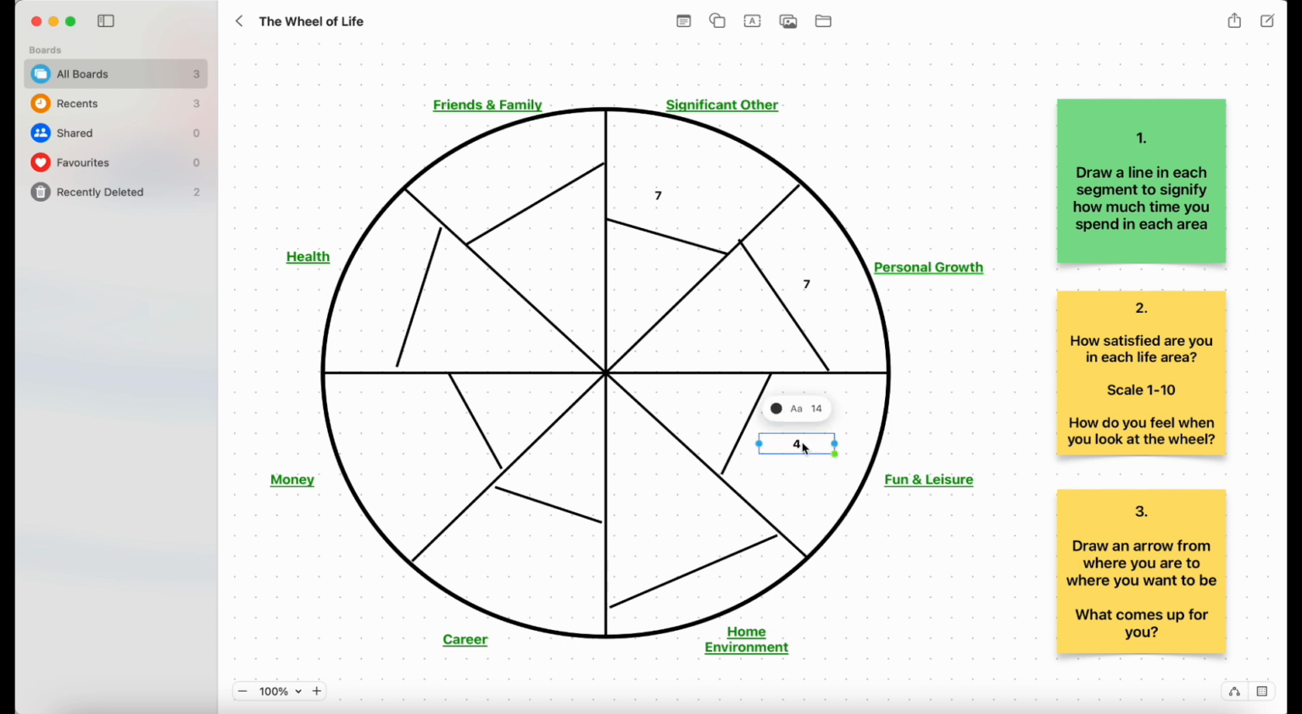Next is my home environment. Now, how satisfied am I? I mean, I'm pretty satisfied, so I'm going to give that an 8. But I would like to travel more. That's something I want to do. But I'm not dissatisfied with my home environment, so I'm going to give that an 8.